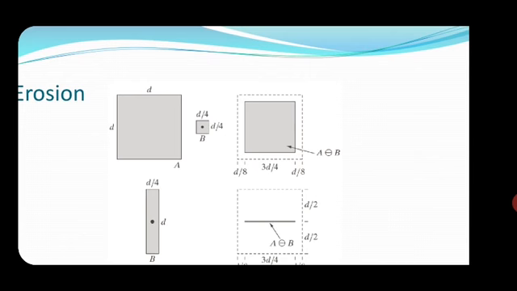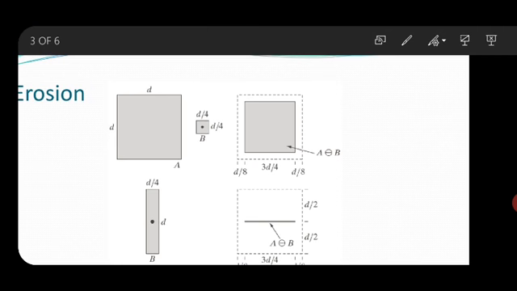Now it is again equally divided with D by 8. If I take it exactly at the center, D by 8, half of the portion, D by 8, then the width and height will be equal to D by 2.